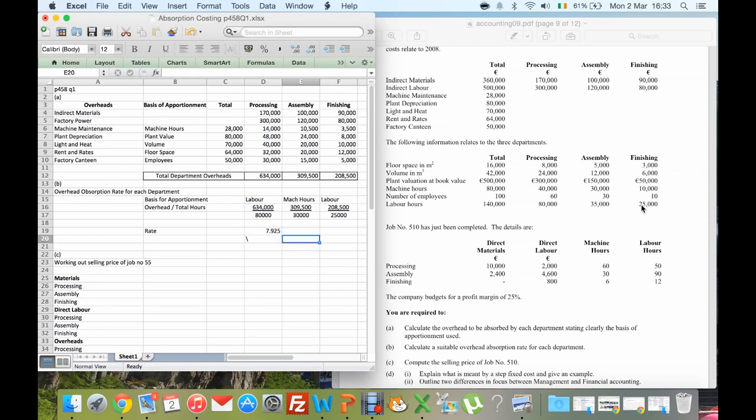And that's going to be per labour hour. So the next is machine errors divided by its total hours, and that's per machine errors. And then the last one is, and that's per labour hour.